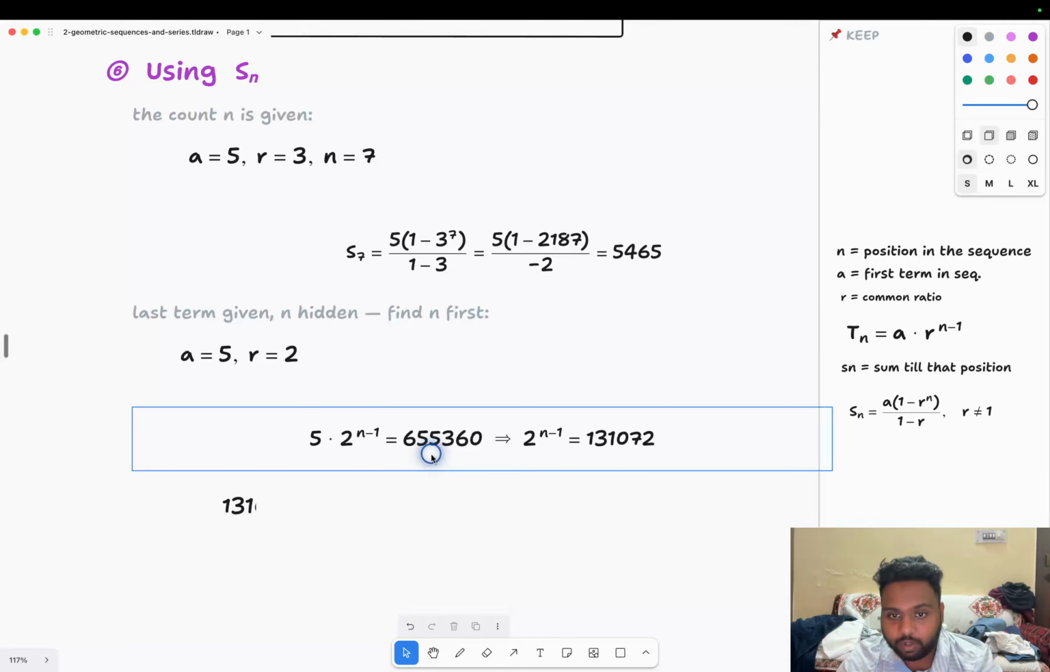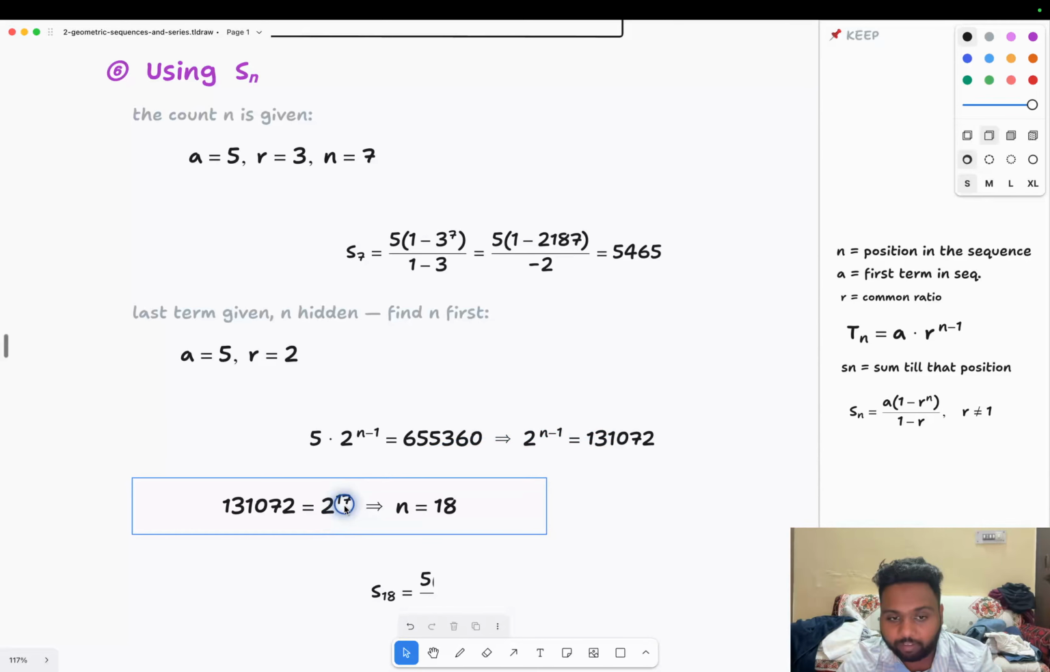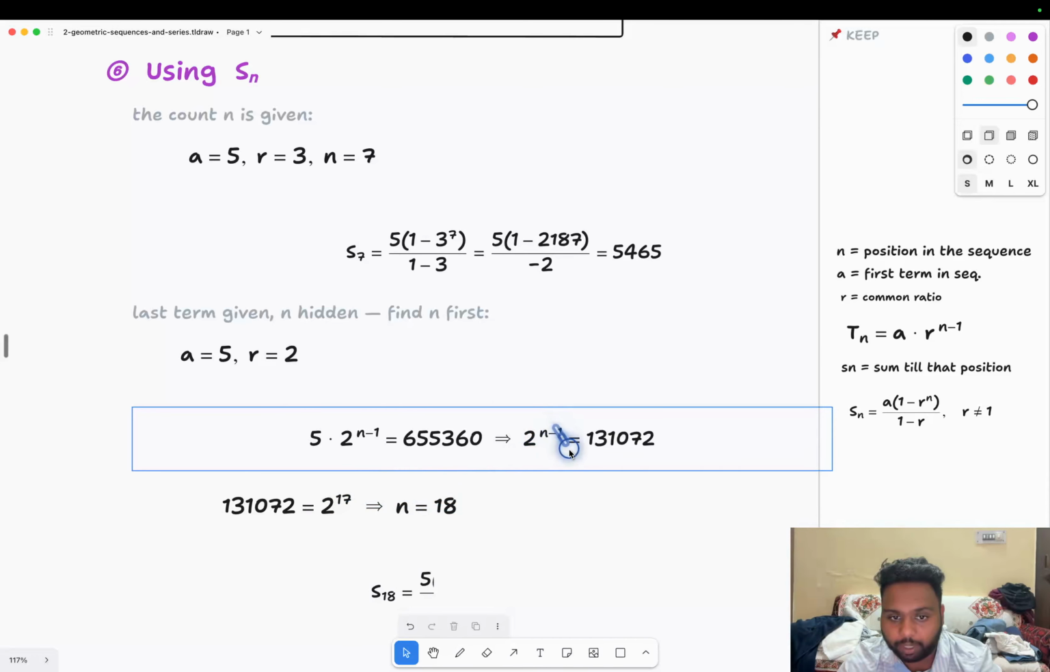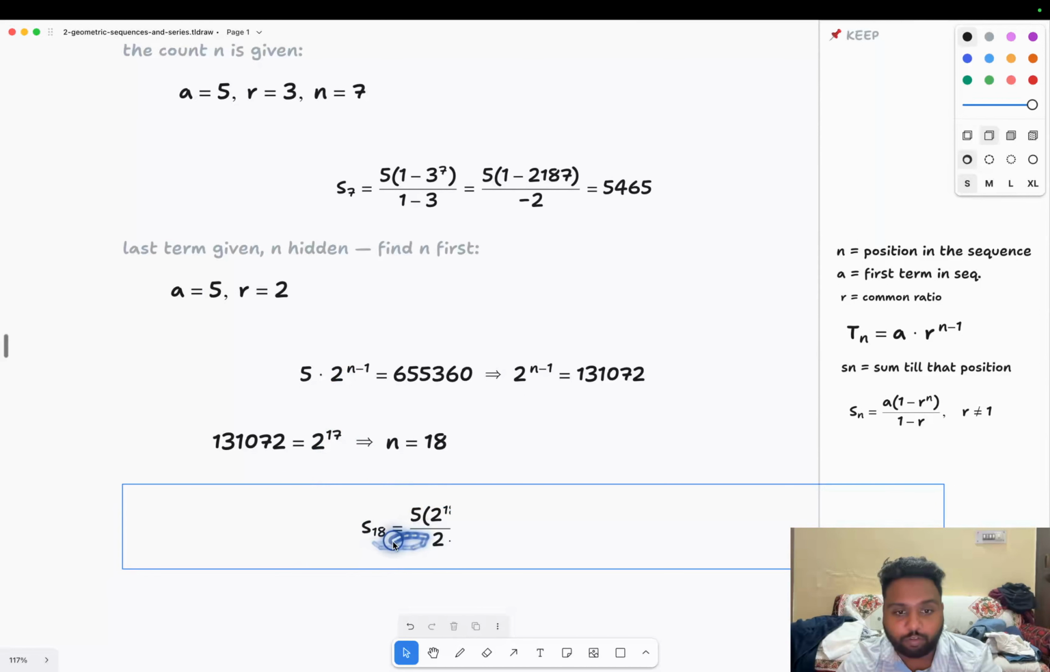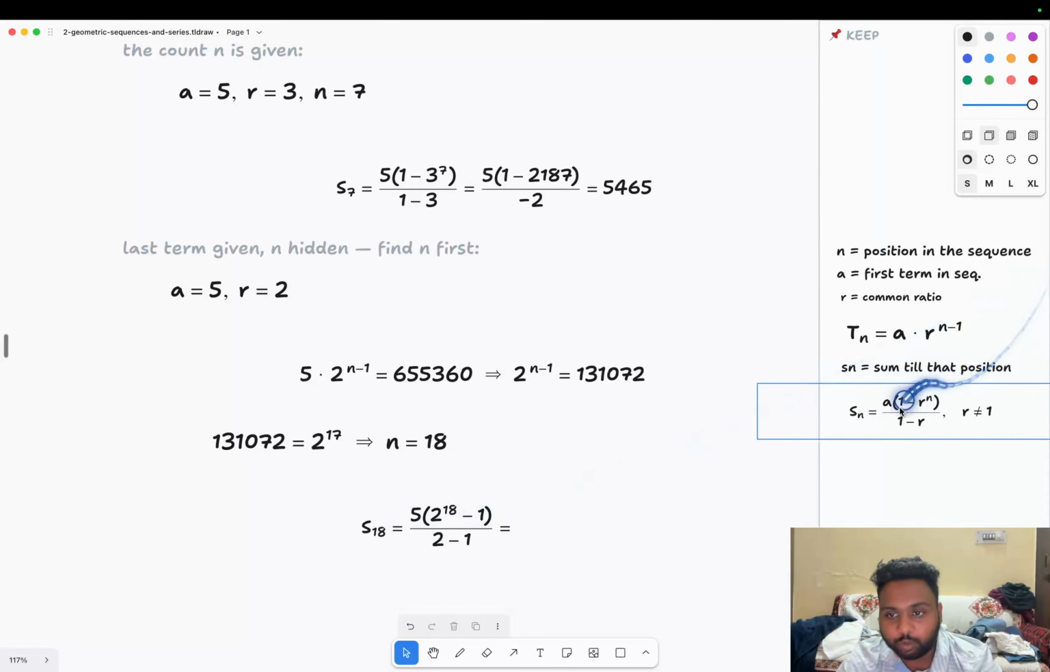So we can say Tn is equal to this. 2 to the power n minus 1 is equal to this. 2 to the power 17 is equal to this, and then we can say 17 is equal to n minus 1. We will transfer 1 and then we will say n is equal to 18. And if you have to find the sum till the 18th term, this is going to be the sum. We will use this formula again.